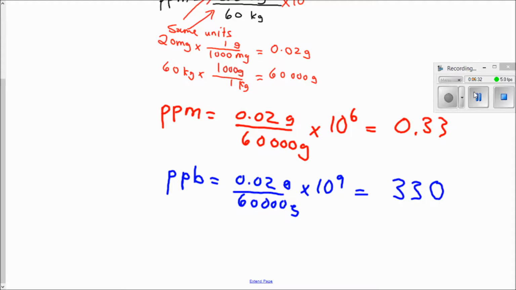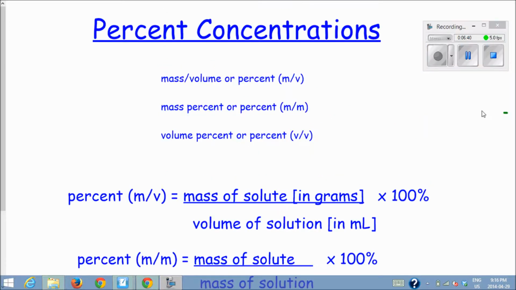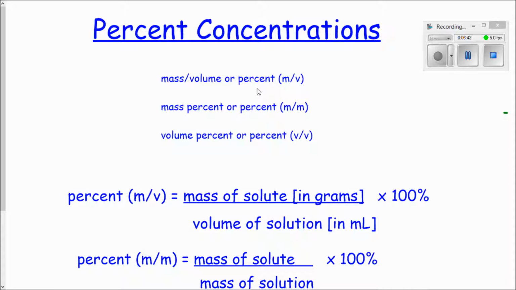We're not going to focus on this too much in class. We'll do a few questions in class tomorrow, but this isn't the most critical measure of concentration. Another way that we can measure concentrations is something called percent concentrations. One is called mass volume percent. Another one is mass percent. Okay, this should say mass percent. And then another one we have is volume percentage, which is what we actually use in alcoholic beverages.